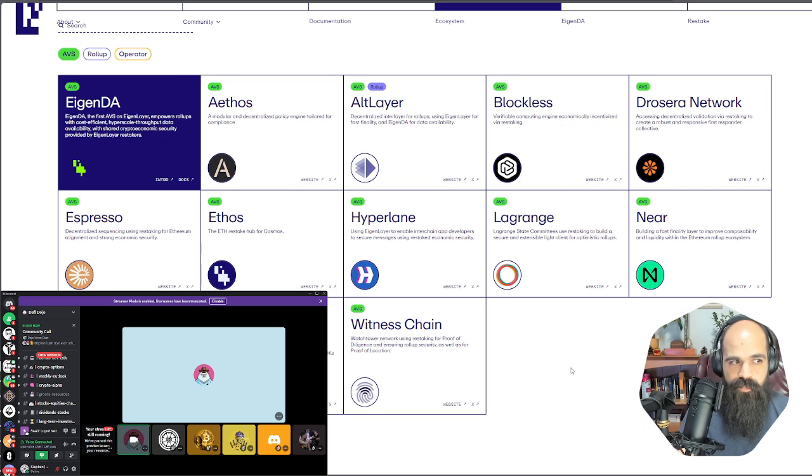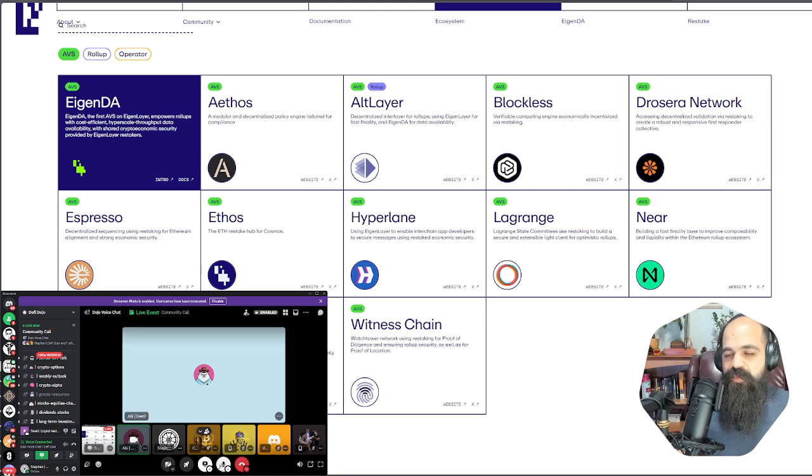which is different to Arbitrum, where all the sequencing is handled by Arbitrum themselves. At least for now, I think they have talked about plans to decentralize, but as far as I know, the sequencing on Arbitrum is still centralized.